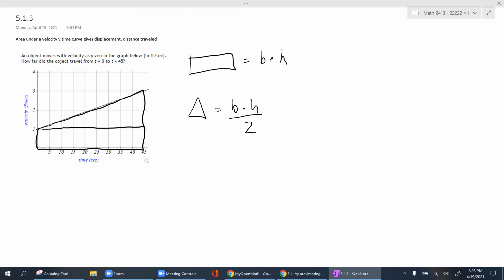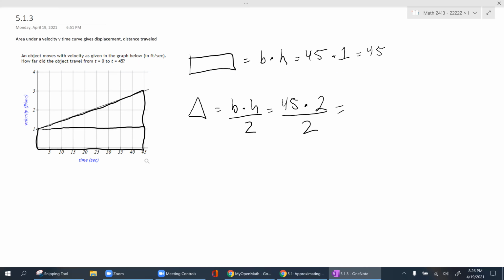Looking at my rectangle, the base is 45 times my height of 1, meaning the area for that rectangle is 45. For the triangle, the base is 45, and my height is, remember, not 3, because I know you're probably going to want to read 3, but it's not 3. It is the distance between here and here, a distance of 2 units. Or in other words, final minus initial, 3 minus 1. So that's going to be times 2, all over 2.